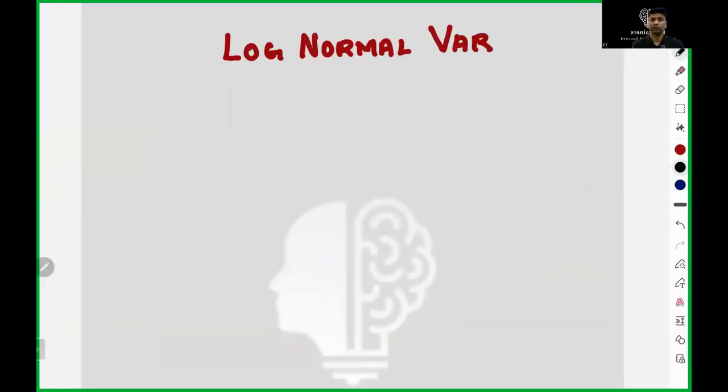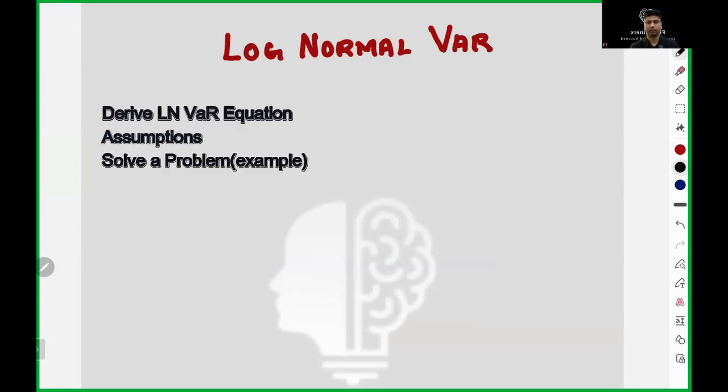Hi everyone, welcome. Today we are going to be looking at log normal VAR, value at risk, when the prices of the variables are log normally distributed. This typically applies to your stocks, commodities, options, and we have this in your CFA Level 2 and also in your FRM Part 2 in market risk measurement. So we will today look at the equation of log normal VAR and how to derive it, what the assumptions behind it are, and then solve a simple question to calculate the log normal VAR, all right?